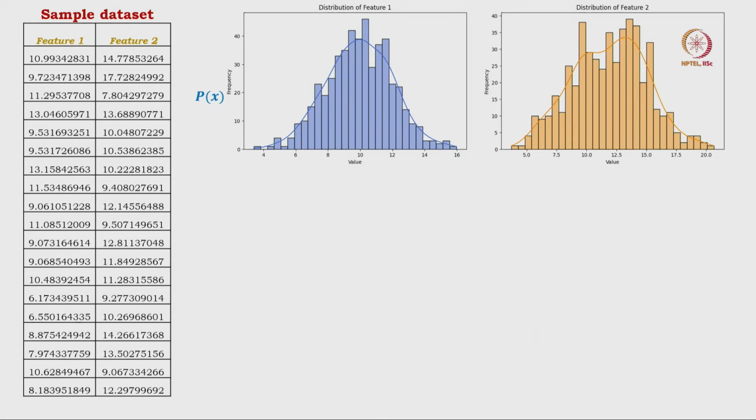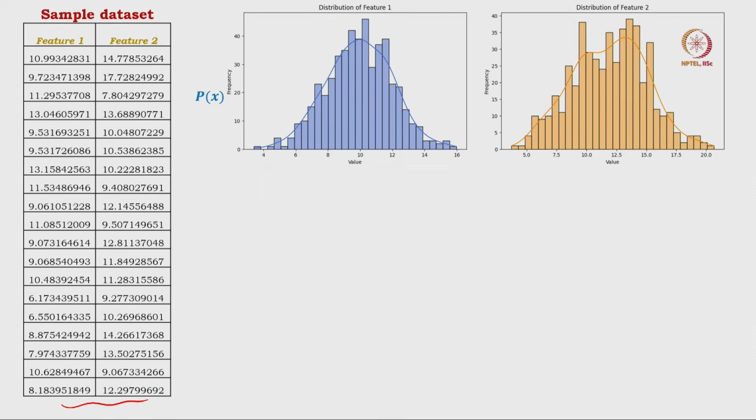Now visualization. Let us see how you can plot this and visualize its distribution. Now this is the original data, feature 1 and feature 2. Now the original data distribution, we are denoting it as P of x. What is P of x? P of x is the probability distribution of this original data set. Now how is it that you have drawn these two graphs? It is a histogram. How will you be drawing the histogram?